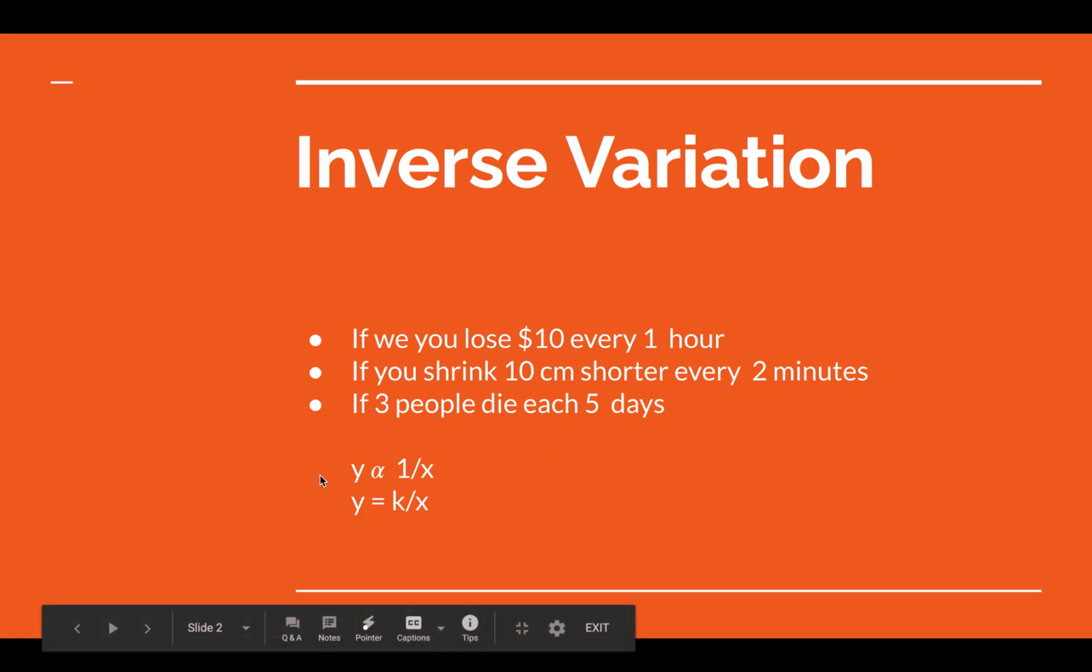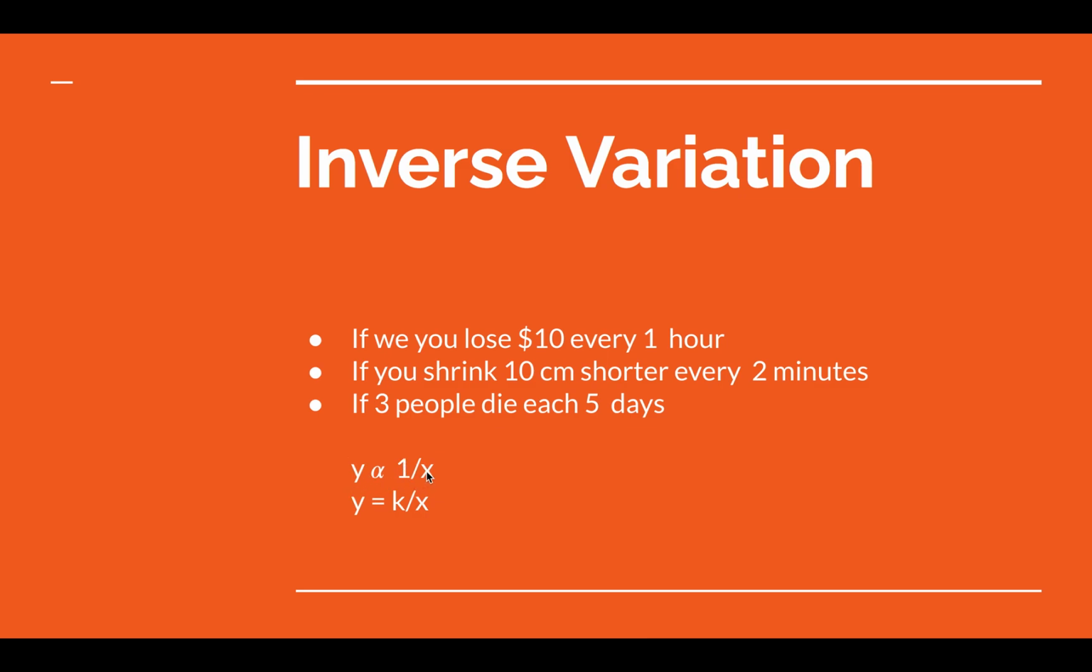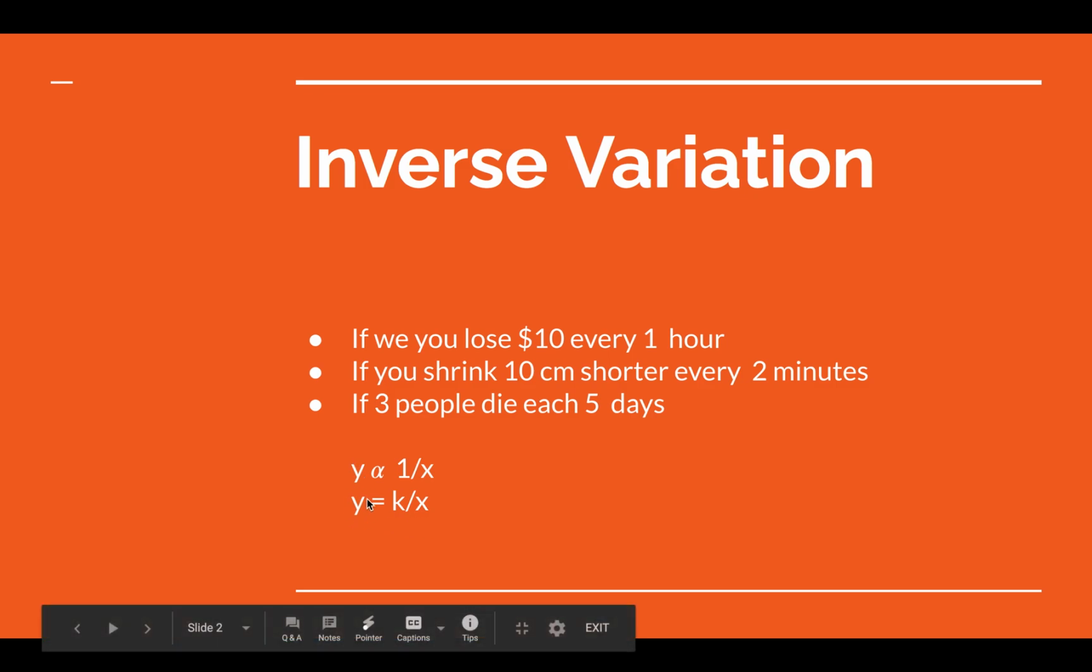So the way that this would be denoted is to say y is directly proportional to 1 over x. In the direct relationship, where y is directly proportional to x, which is just y alpha x, both were increasing. However, when y is decreasing as x is increasing, we denote it like this. We put x under 1 so that y gets to actually decrease. And this can also be denoted by y is equal to k over x.